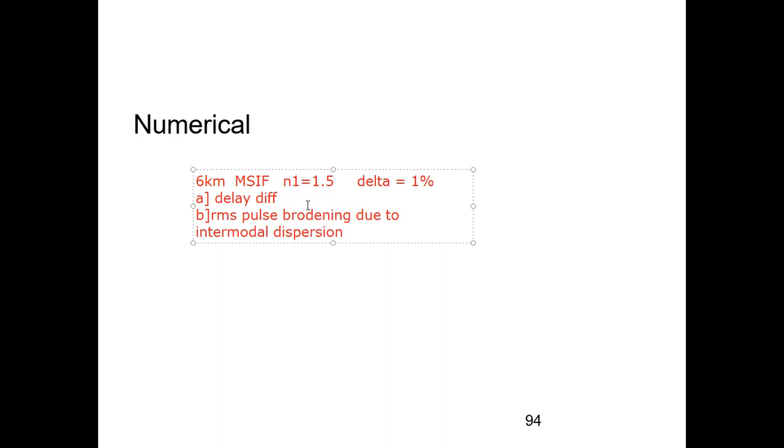The third part is the maximum bit rate that may be obtained without substantial error on the link, and the fourth one is the bandwidth length product corresponding to case C.